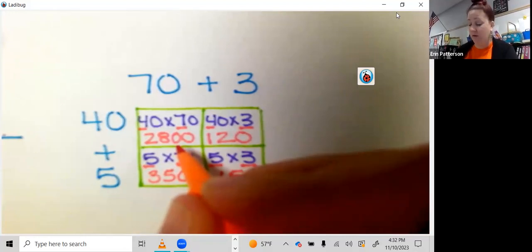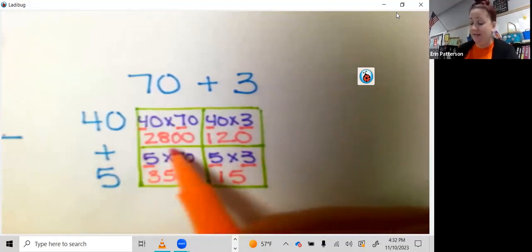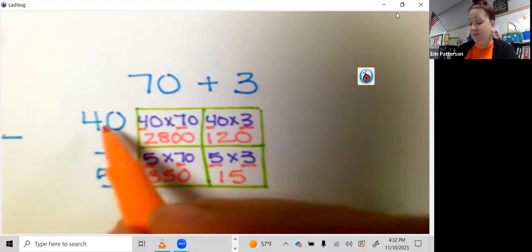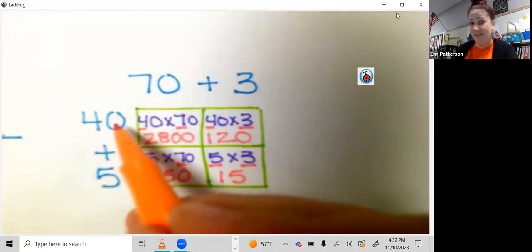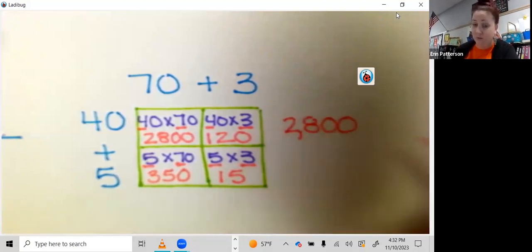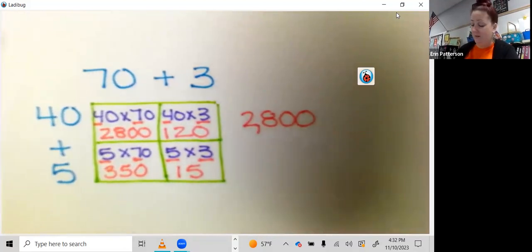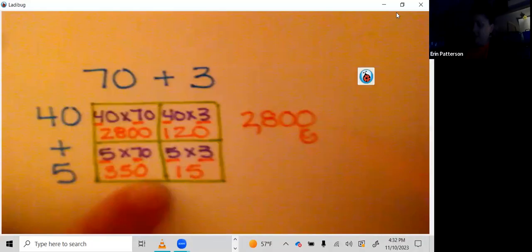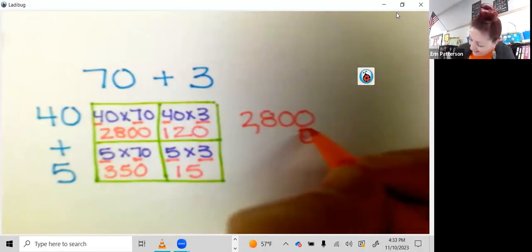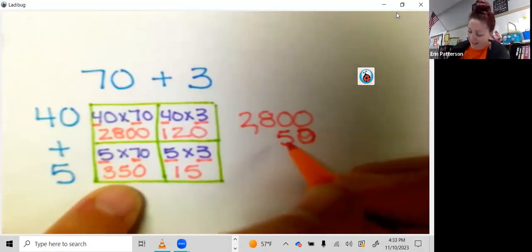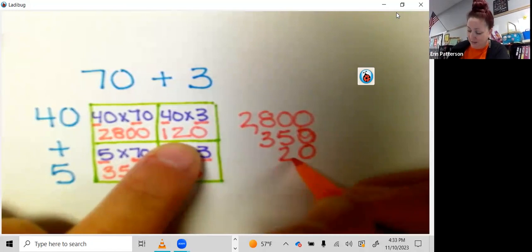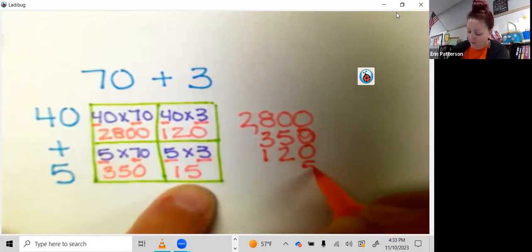And I'm not done. I got to add them all up. I'm always going to start with my biggest one. And your biggest number is always going to be in this corner of your area model because your biggest factors are there. So I've got 28 hundreds or 2,800. And I'm going to line up. Oh, goodness, the lights went out on me. I'm going to line up 0, 5, 300, 0, 2 tens, 100, 5 ones, 110.